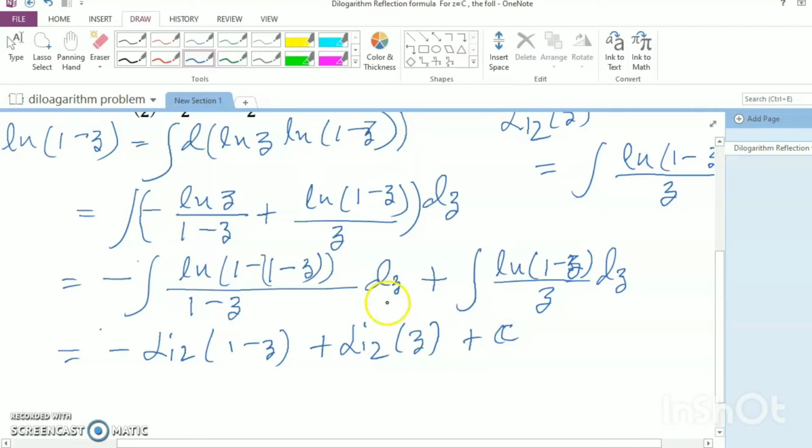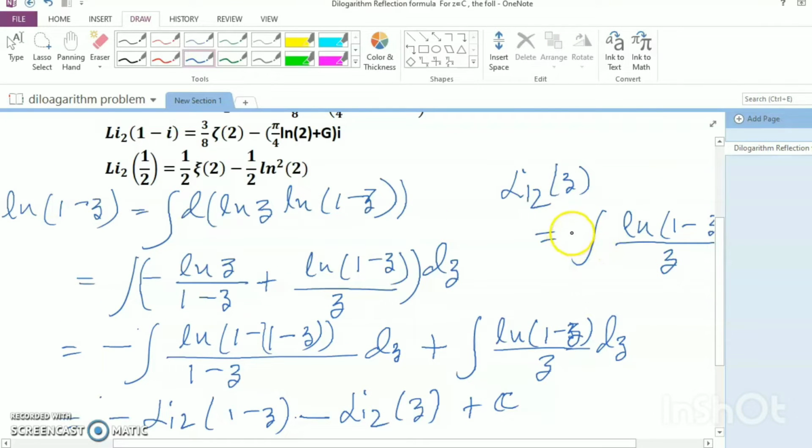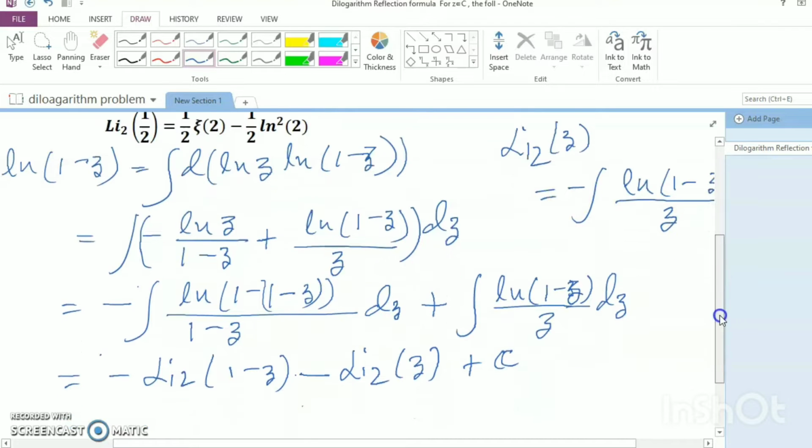And now this is not plus here, it is minus. So it is minus Li2(z) minus, this is the minus formula, ln z.